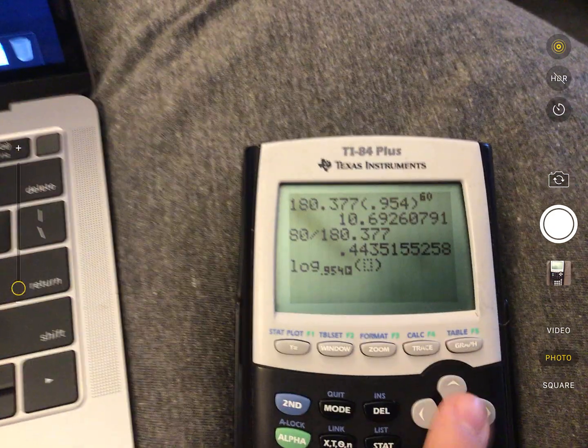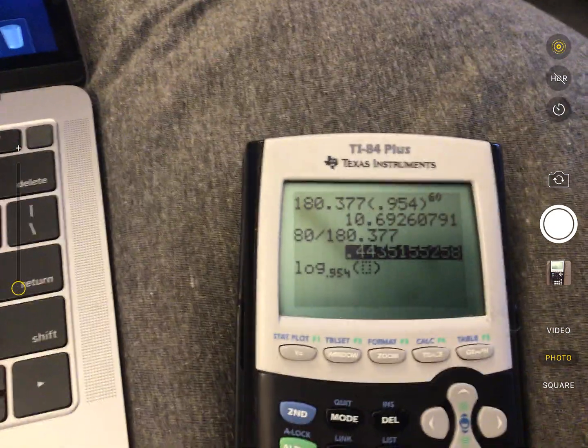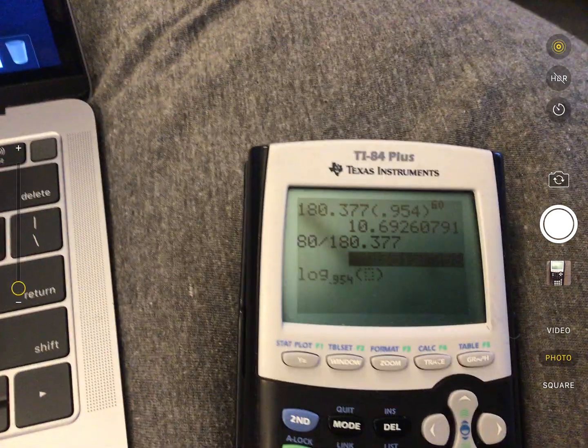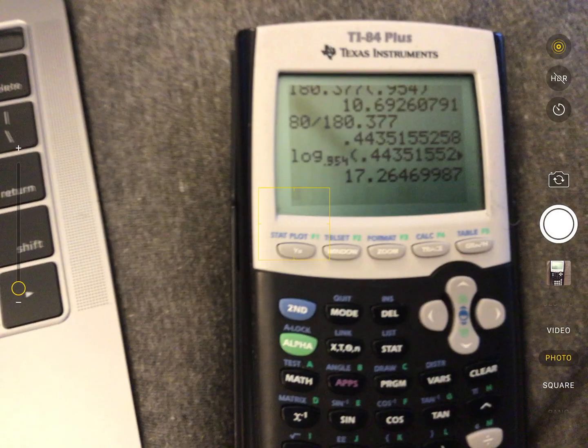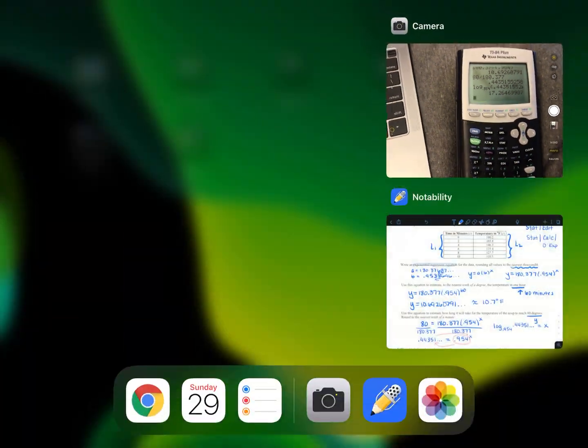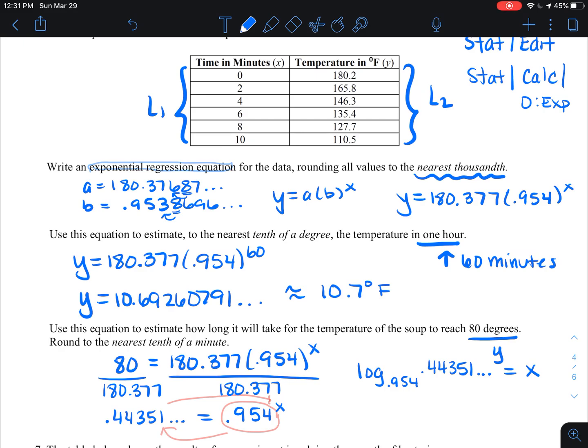Okay, my base was the 0.954, and that number we had, the 0.44. Notice how the whole value is still in my calculator. I'm using the entire number. I don't want to round. Hitting enter, we get 17.26469. Let's go back. And we're being asked to round this to the nearest tenth of a minute. So after 17.3 minutes, the soup is going to reach 80 degrees.